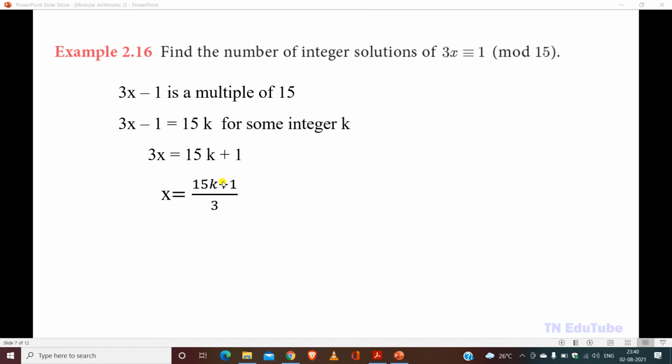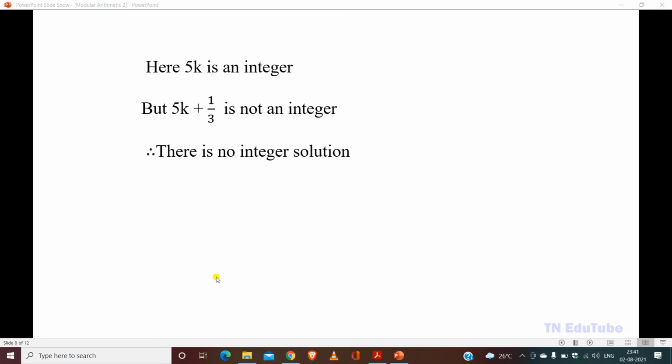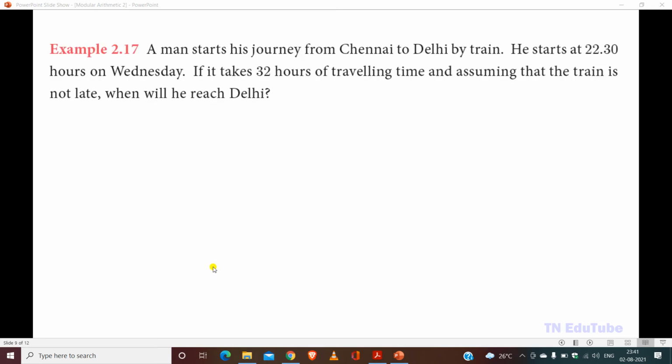x equals (15k plus 1) by 3. Divide it separately. So what do you get? 15k by 3 plus 1 by 3. Here we can cancel and you get 5k, since 5 threes are 15. Here it is 1 by 3. The solution x has two parts: one is an integer and one rational part is also there. So totally it is not an integer. 5k is an integer, but 5k plus 1 by 3 is not an integer. Therefore, there is no integer solution for the given question.